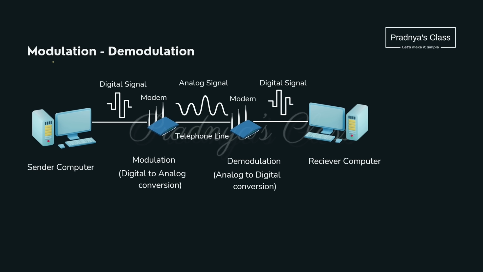Let's check out what the modulation and demodulation process is. The computer will send the signals to the modem. The modem does the process of modulation. Modulation means the digital signals are getting converted to analog ones. Then those analog signals get converted back to digital ones. That process is called demodulation. Both the operations are performed by the modem. And then finally the receiver will get those digital signals. Hope you will keep this process in mind.